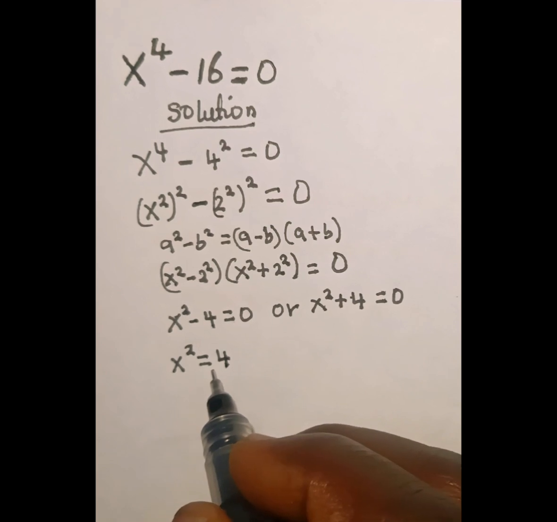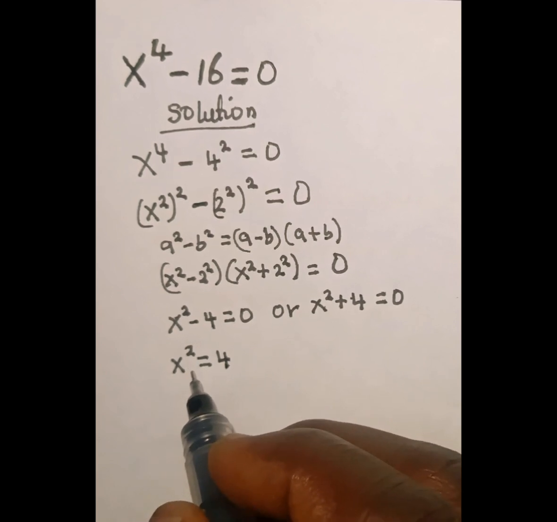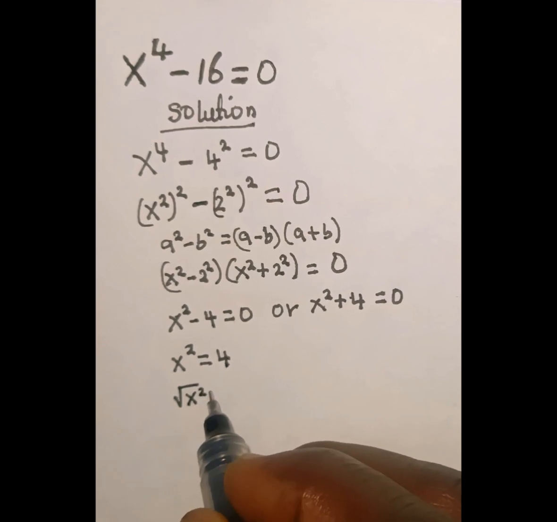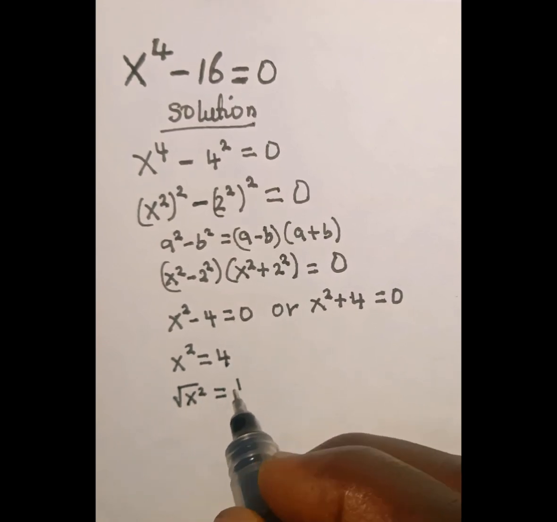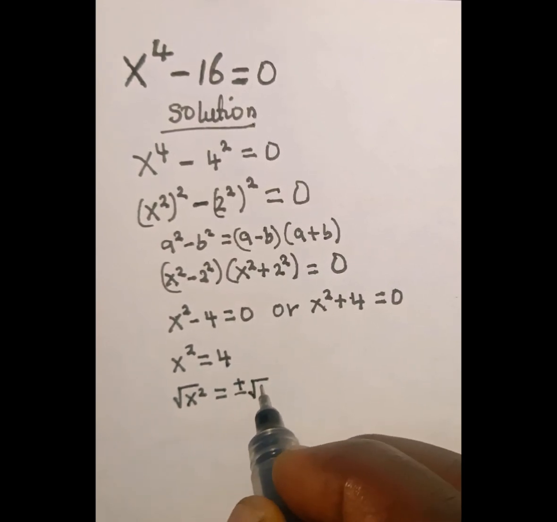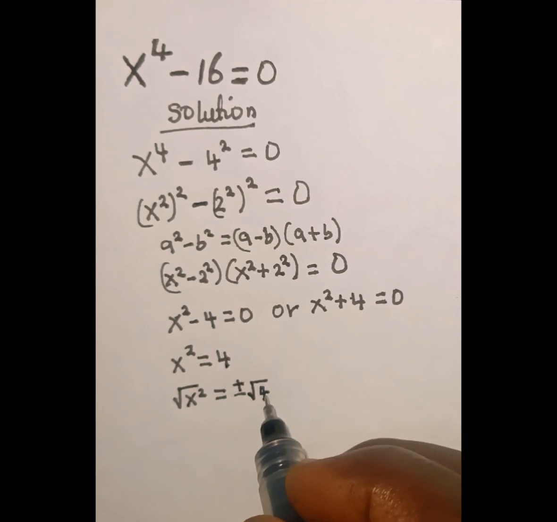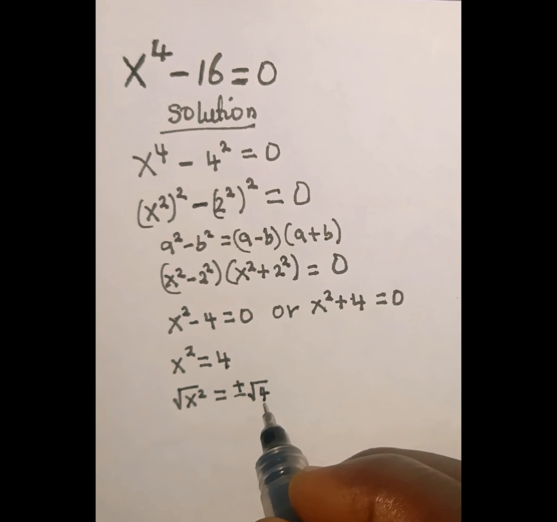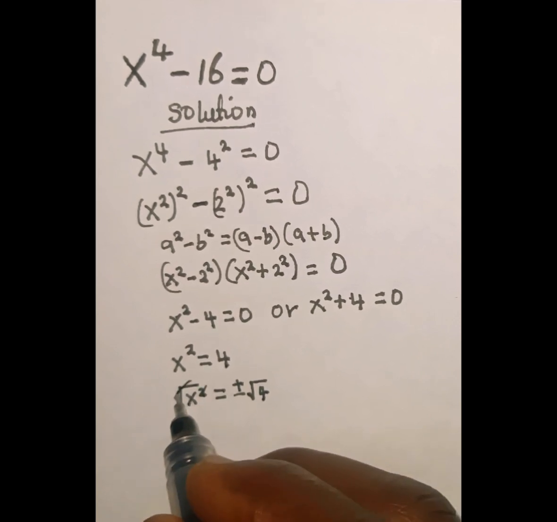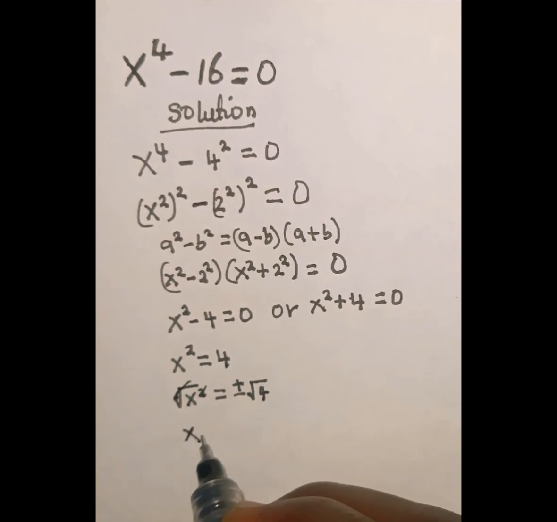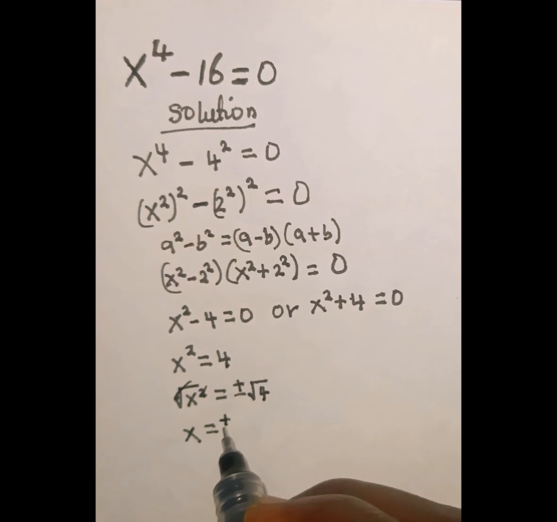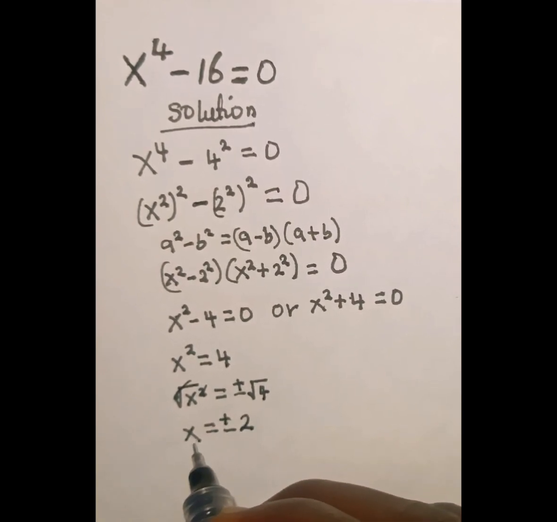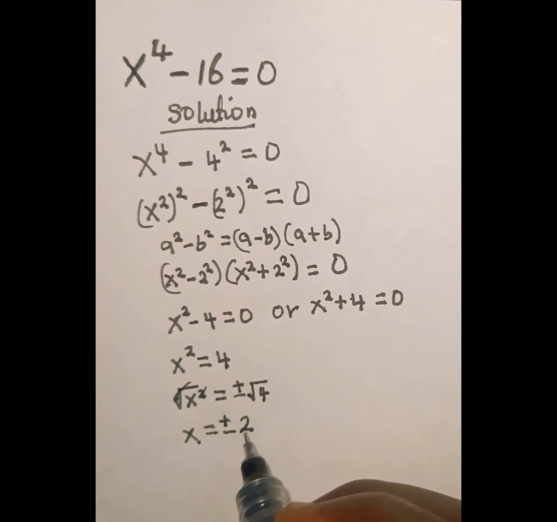Now we're going to take the square root of both sides in order to eliminate this square. So we take the square root of the left hand side, which is the square root of x squared, equal to plus or minus the square root of 4. Remember, when you are taking the square root of the right hand side, remember to introduce positive or negative square root of that number. So this square is going to cancel the square root. We are left with just x, which is equal to plus or minus the square root of 4, which is going to give us 2. So here we have x is equal to positive 2 or negative 2.